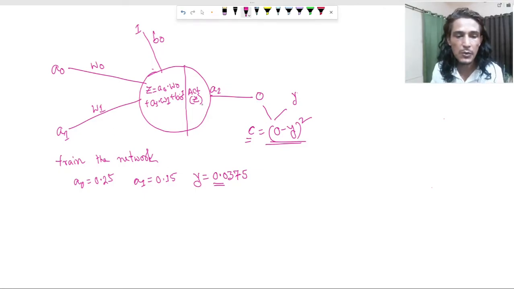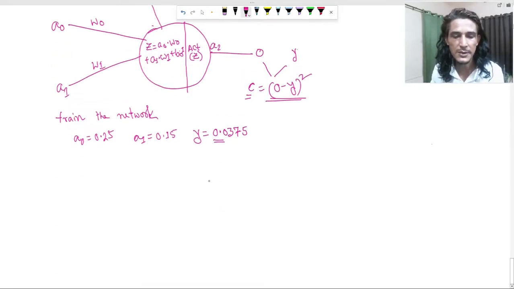Somehow we want this neuron to figure out what W1 should be, what W0 should be, and what B0 should be. We are not going to tell it these things. We'll only tell it what A0, A1 and Y are. Then how are we going to do it? Is there a systematic way of doing that? Yes, there is, but for that we need to bring in another concept, and that concept is the cost function.